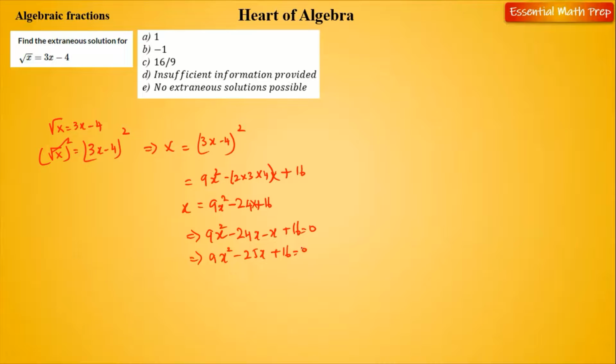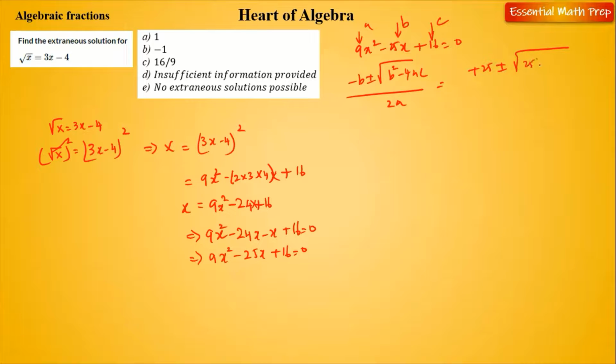That gives 9x squared minus 25x plus 16 equals 0. This problem cannot be solved by simple factoring of the quadratic expression. You have to use the quadratic formula to figure out the roots for x. So we have 9x squared minus 25x plus 16 equals 0. This is A, this is B, and this is C. This means x equals minus B plus or minus the root of B squared minus 4AC over 2A, which is 25 plus or minus the root of 25 squared minus 4 times 9 times 16, over 9 times 2, which is 18.